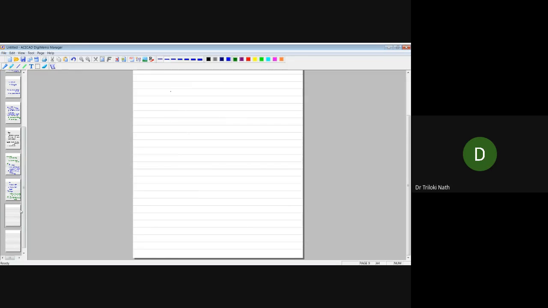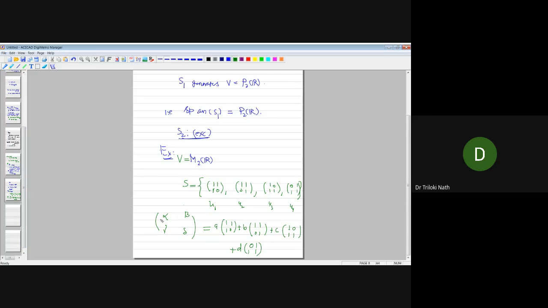So what do you see? Look at the first entry. In place of alpha, A into 1 is A, B into 1 is B, C into 1 is C, plus D into 0 means there is no contribution of D, because D into 0 is just 0. So A plus B plus C is alpha.